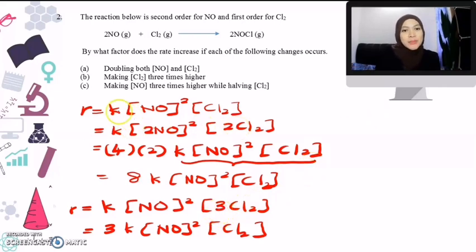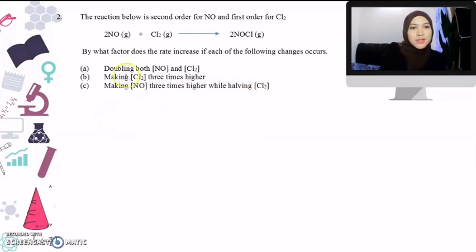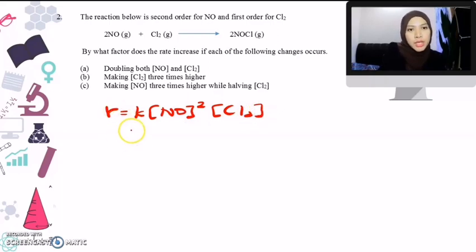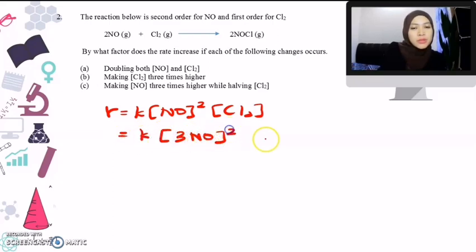3 when we increase our concentration of Cl2 3 times higher. Okay, lastly, making NO 3 times higher while halving Cl2. Still, we have to refer to our rate law, R equal K NO squared Cl2 to the power of 1. So we make NO 3 times higher, 3 NO squared, and half Cl2 to the power of 1.